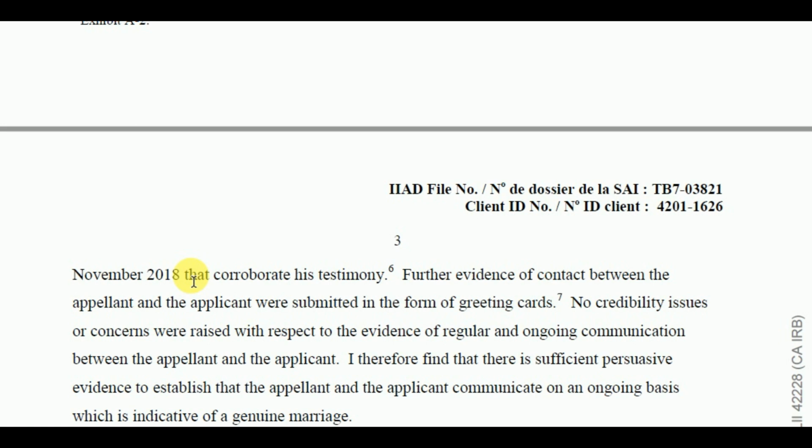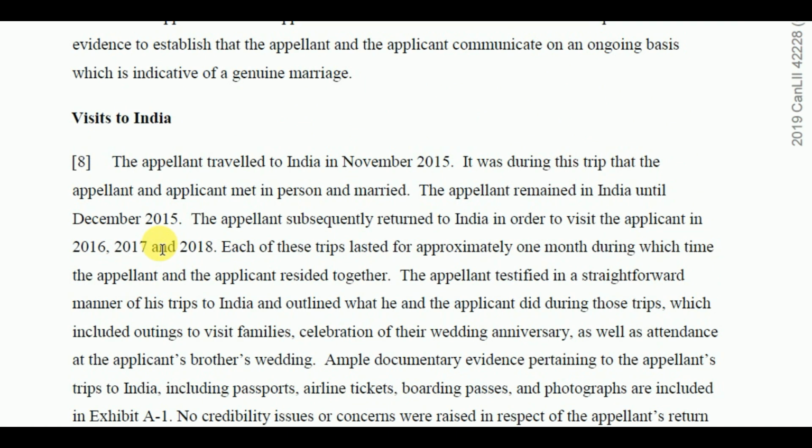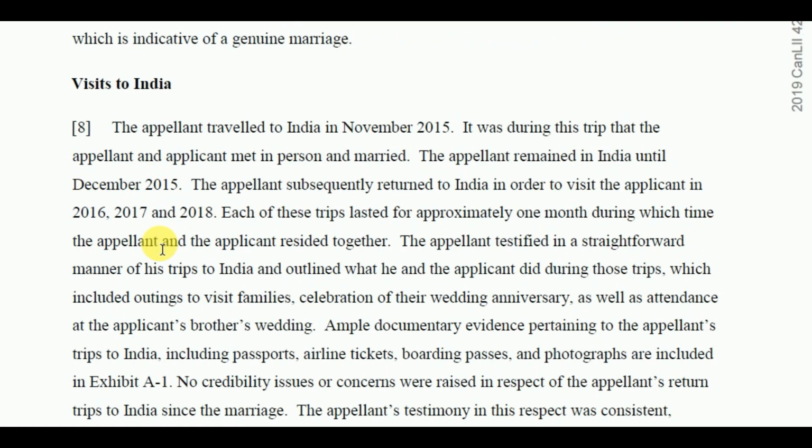So this is how you can prove, based on the communication that both partners are having, by submitting the evidence of call records and chat history to show that the communication is going on, which is apparently an indicator of a genuine marriage. So, visits to India: since the applicant was a Canadian citizen and the marriage happened in India, it was an arranged marriage. So the visits, the time which both partners spend together, is also very crucial to establish the fact that it's a genuine marriage.